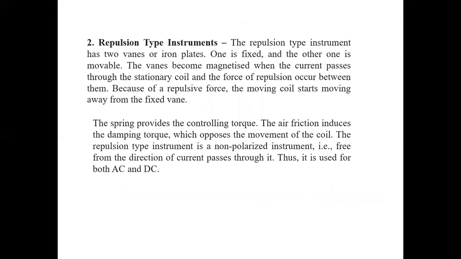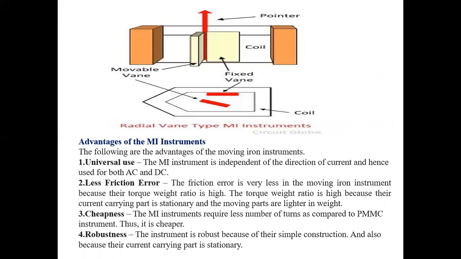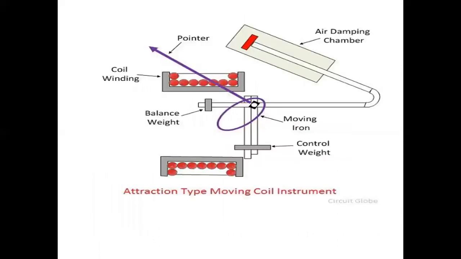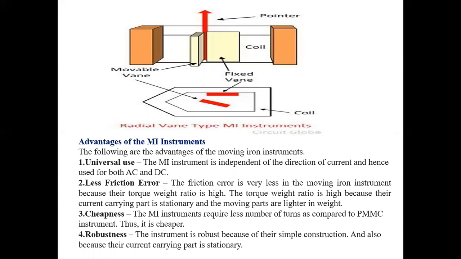The second one is the repulsion type instrument. In that, the stationary coil, in that repulsion type of instrument, has two iron plates. One is fixed and the other is movable. This is the fixed coil and this is your movable iron coil.